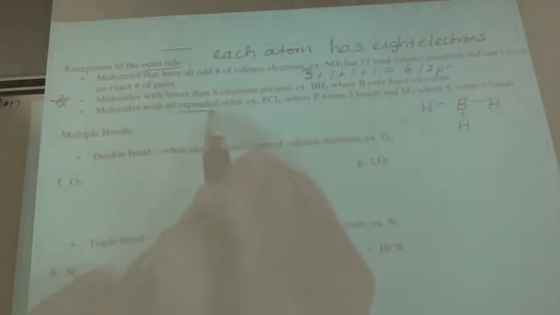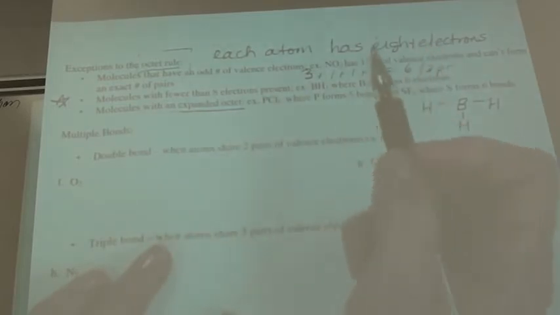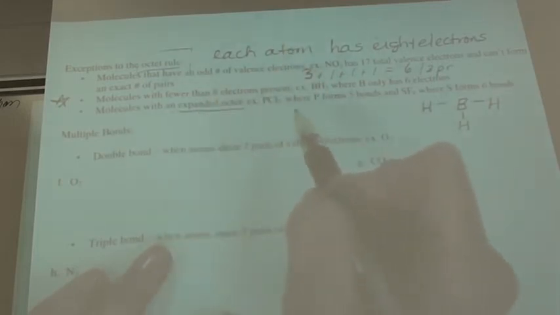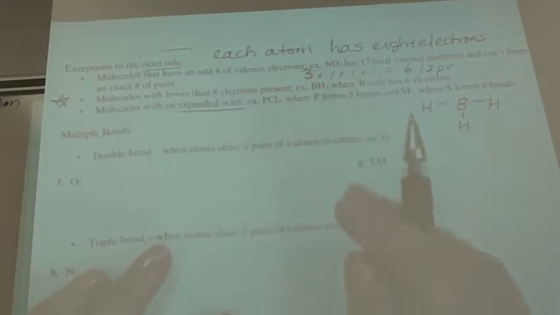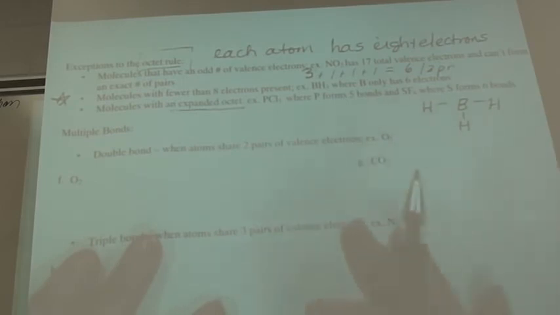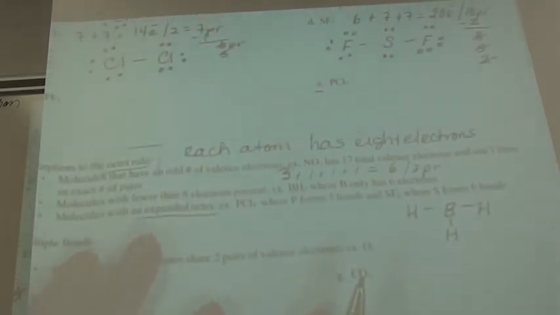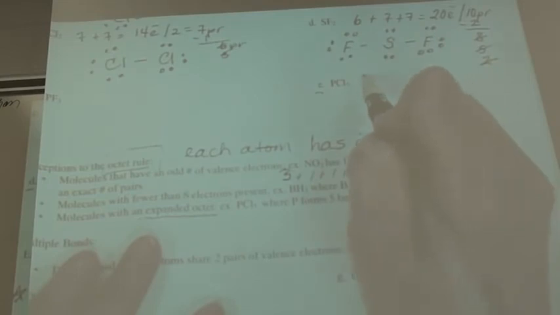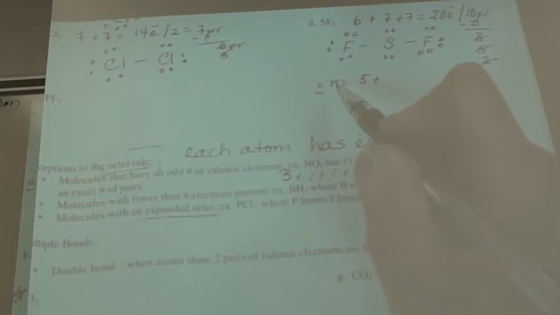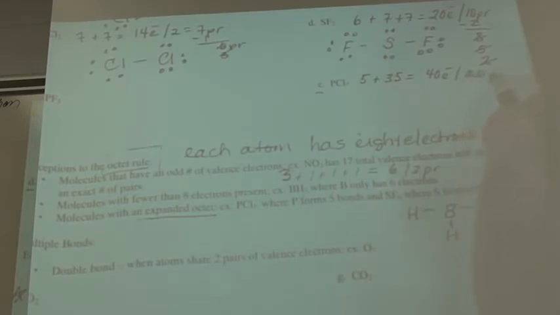Sometimes, if a central atom is in period 3 or higher, it can have more electrons around its central atom. That's called an expanded octet. And PCl5 would be an example of that. Phosphorus has 5 electrons, and then the 5 chlorines have a total of how many electrons? 35. So the compound itself has 40 electrons or 20 pair.